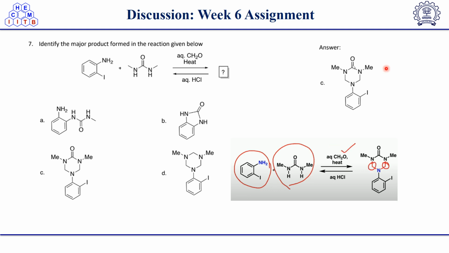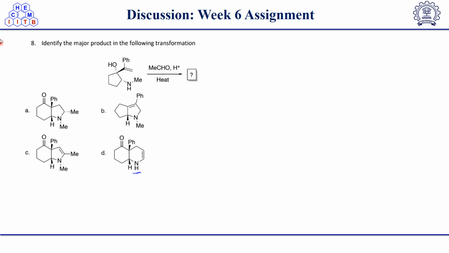So that is the correct answer for this question, option C. It is like a protection of this group, this amino group, using this urea kind of derivative and formaldehyde. Now the next question is, identify the major product in the following transformation.